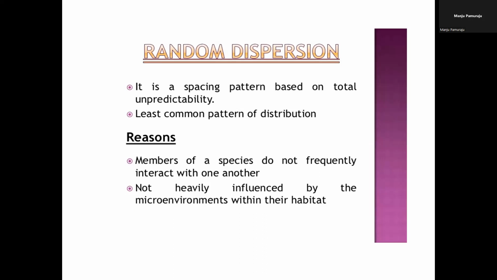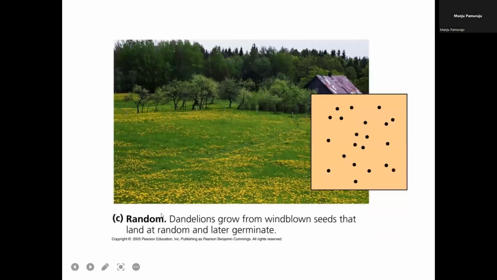Members of the species do not frequently interact with one another and are not heavily influenced by the microenvironments within their habitats, so it is a less common method of distribution. This is a random distribution. Here the different species are arranged irregularly, not in groups and not uniform. Dandelions grow from wind-blown seeds that land at random and later germinate, so their arrangement is random.